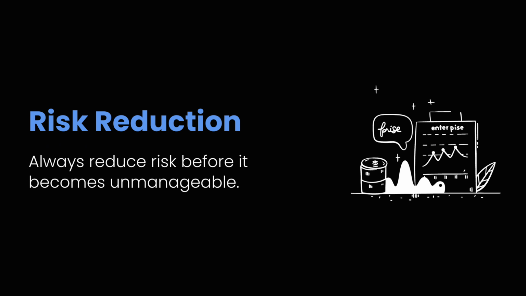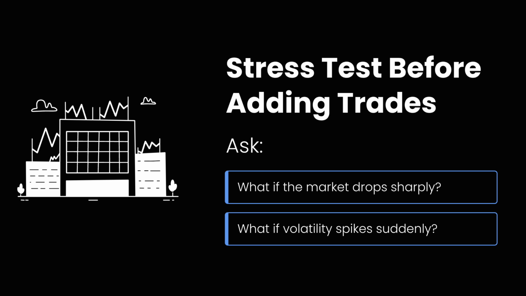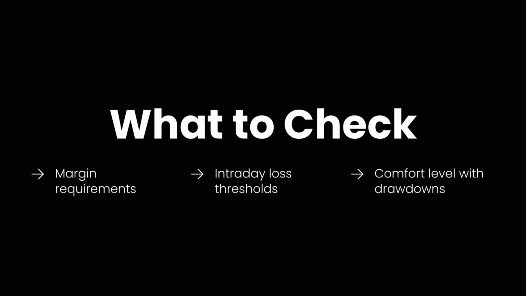Before adding new trades, stress test your exposure. Ask yourself, if the market drops sharply in the next hour, what happens to my positions? If volatility spikes intraday, how will this affect my P&L? For margin traders, check how much margin your positions need during volatility. For cash account traders, focus on your acceptable intraday loss threshold. If the potential loss makes you uncomfortable, reduce size or flatten direction. The goal is to structure your risk so nothing surprises you.